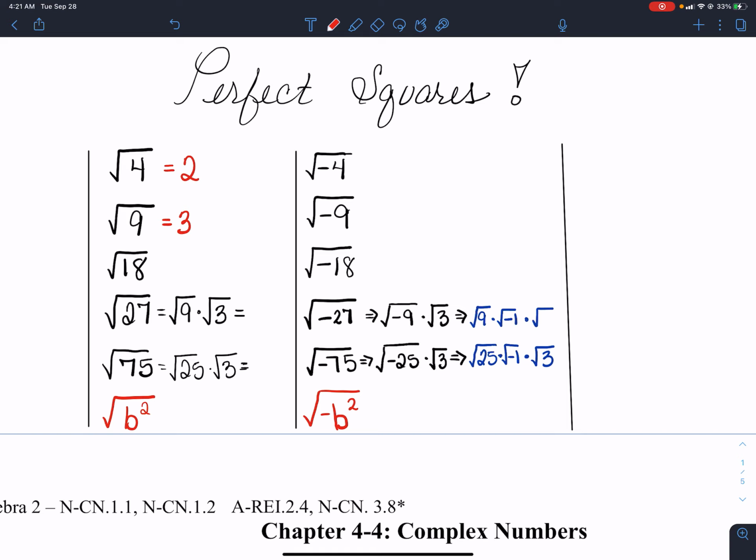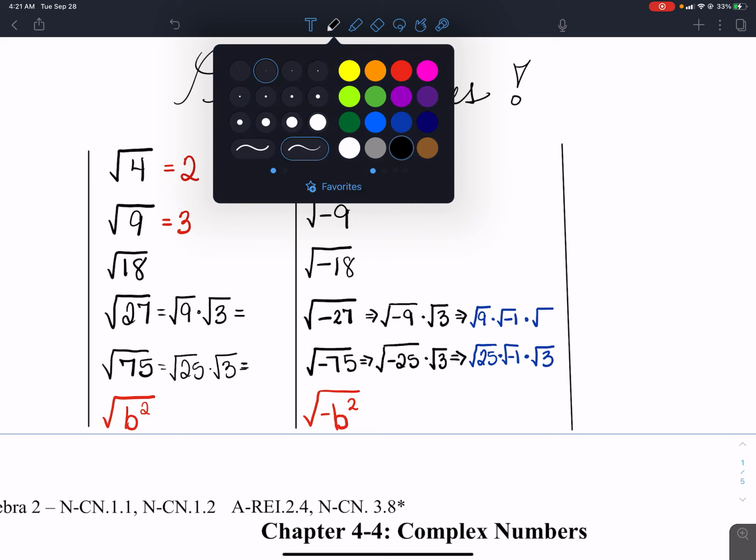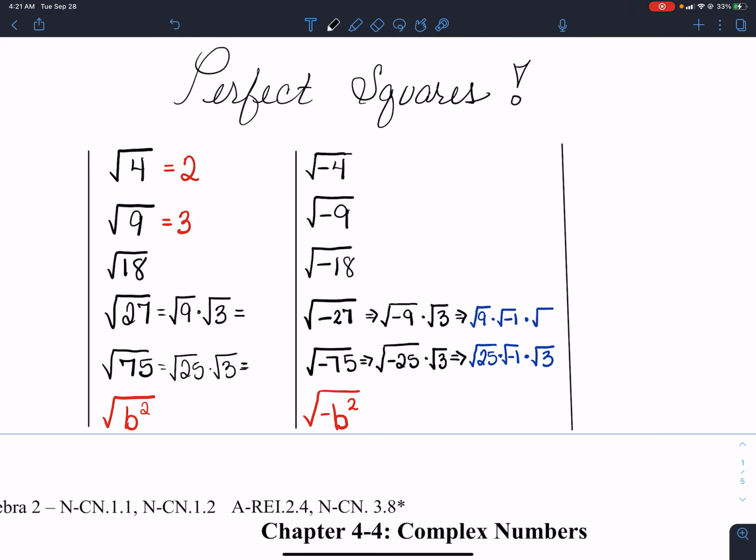Then I have radical 18. Now with radical 18, there is not a perfect square root to 18, but I do know that I can take radical 9 times radical 2, which is also equal to radical 18. Okay. Then I take the square root of 9 is 3, and since there is not a perfect square to radical 2, I have 3 times radical 2.